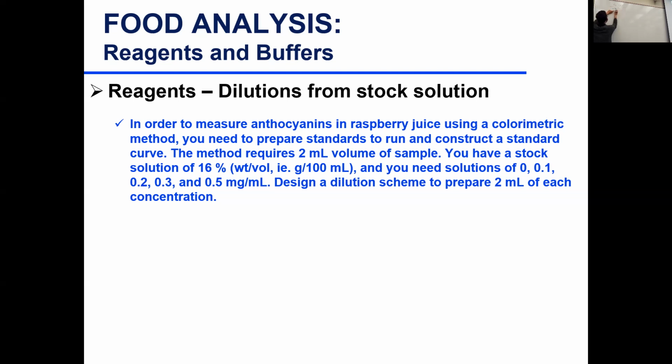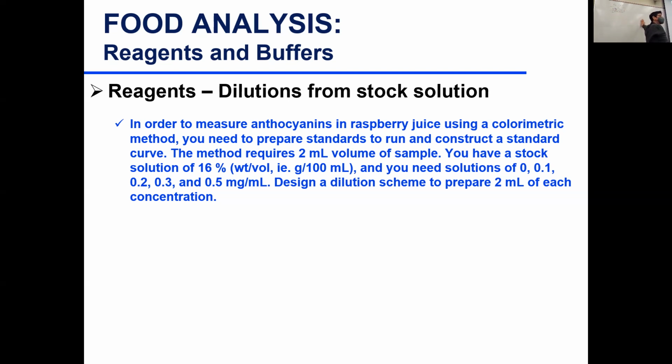Okay, I need to convert grams to milligrams now, so I'll multiply by 1,000. I'm converting grams to milligrams, so I multiply by 1,000. So now I have 160 milligrams per milliliter. That is your stock solution concentration.